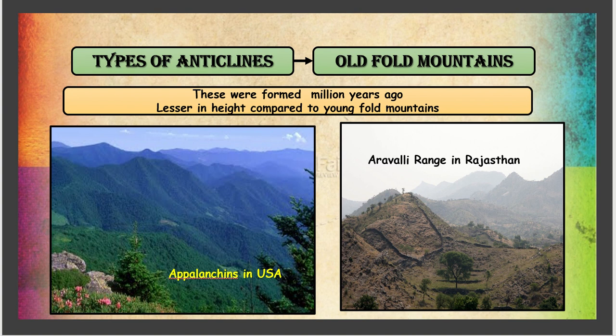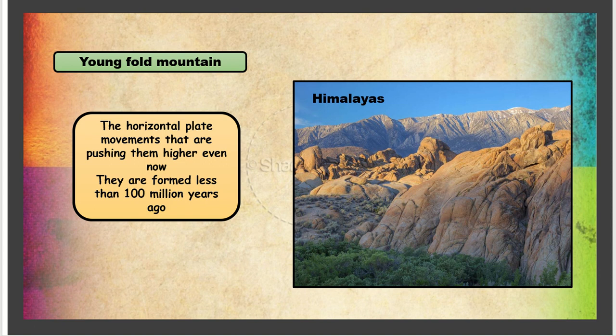Okay, now what about young fold mountains? Young fold is taller compared to old fold. It is formed less than 100 million years ago. It has sharp peaks. Okay, so why is it like this? The horizontal plate movements are pushing them higher even today. That movement is still happening, so it grows higher. Example is Himalayas. Himalayas is an example of a young fold mountain.